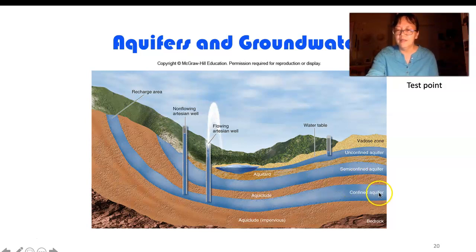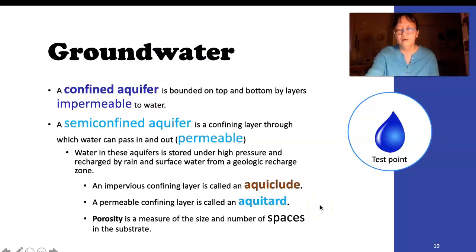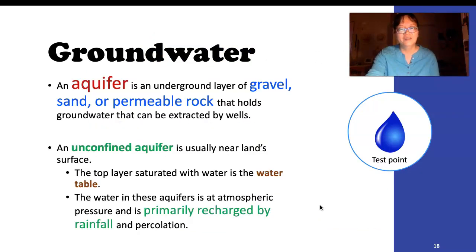And the confined aquifer, the water is locked between the two impervious layers. And aquaclude means impervious layers. So the water can only flow this way, and it cannot go in and out of those layers. So to review, it's a little bit hard to understand, I know. So we come here and review again.